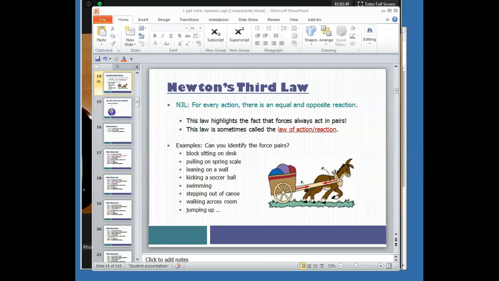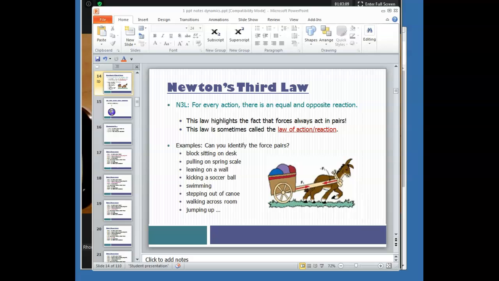In this video, we're going to look at Newton's third law. Newton's third law says, for every action, there is an equal and opposite reaction. And this law highlights the fact that forces always act in pairs. There's not going to be one force. There's got to be a complementary force someplace else. And sometimes we just have to find it.